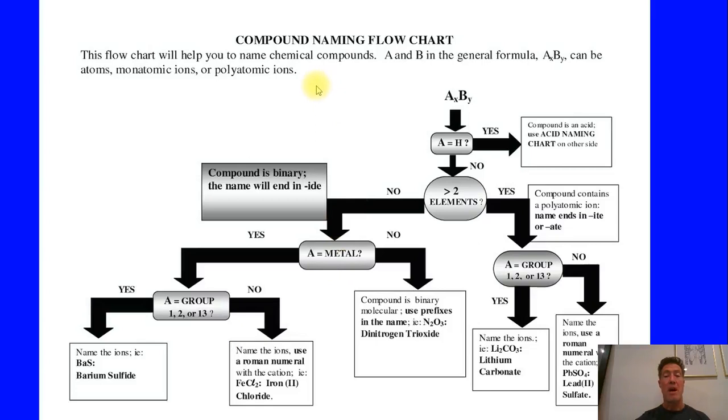Right, this is just a compound naming flowchart. There'll probably be another video we'll do on how to name things. But basically, if it has an H, you want to think acid. If it doesn't have an H, then you want to see if it ends in an ite or an ate, then you think poly. If it doesn't have a poly, then it's binary. And if it ends in ide, then you know it's a binary, and it's either going to be a molecular binary or it's going to be an ionic binary. And you can just work your way through this.